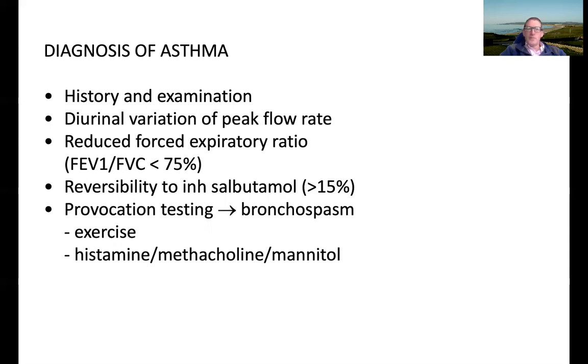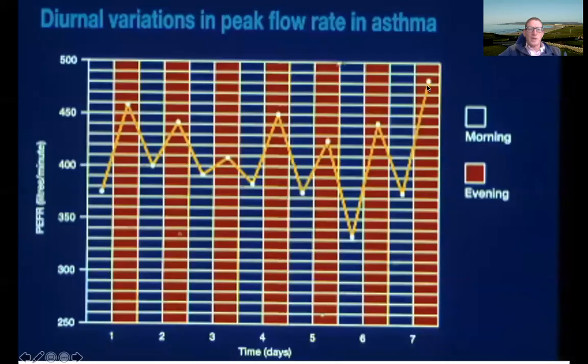You can measure forced expiratory lung volumes with spirometry, which we'll talk about later. You can see if they reverse to salbutamol, or in contrast, you can see if they bronchoconstrict in response to triggers like exercise, doing an exercise challenge, or a challenge with chemical stimulants like histamine, methacholine, or mannitol, which we'll discuss later on in the lung function lecture.